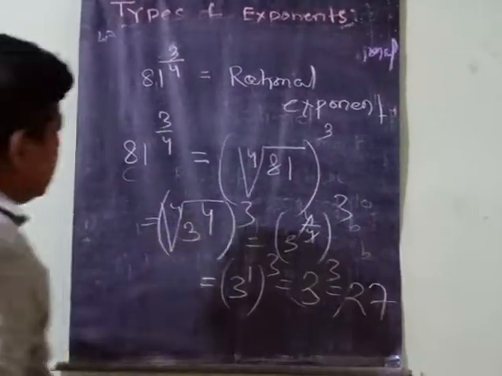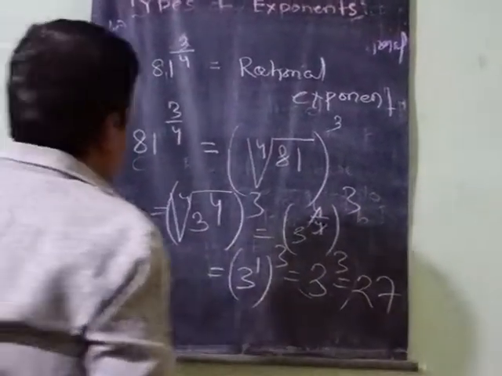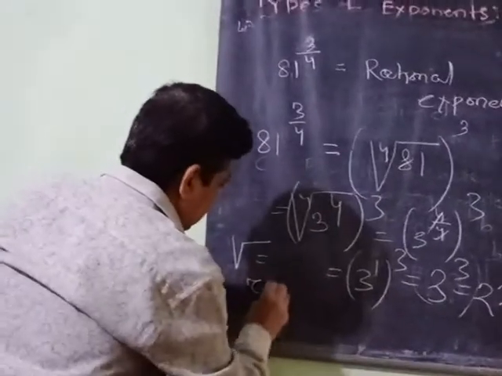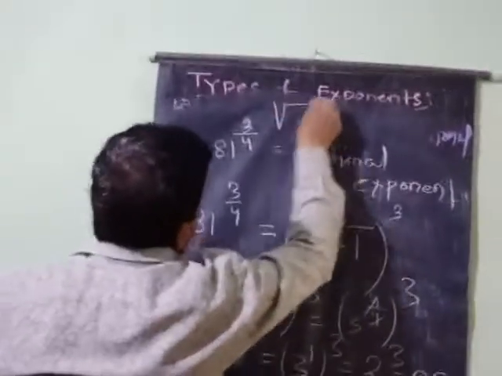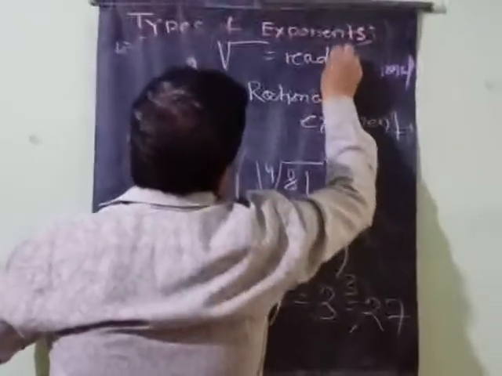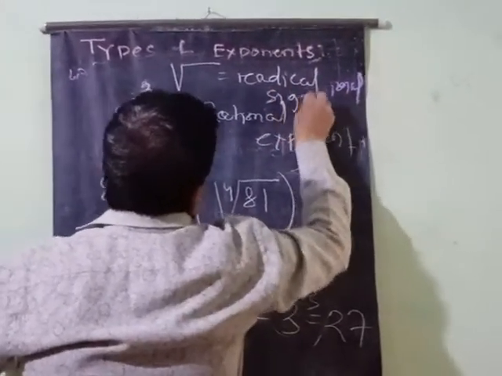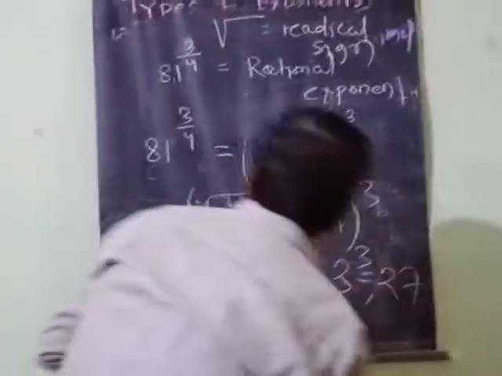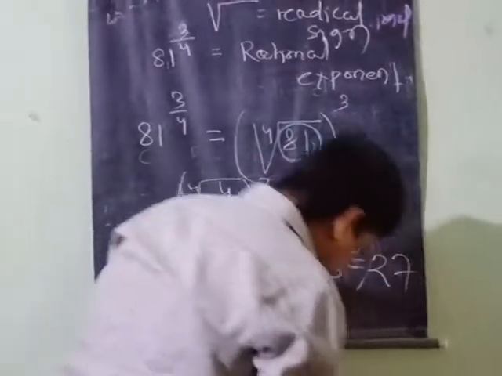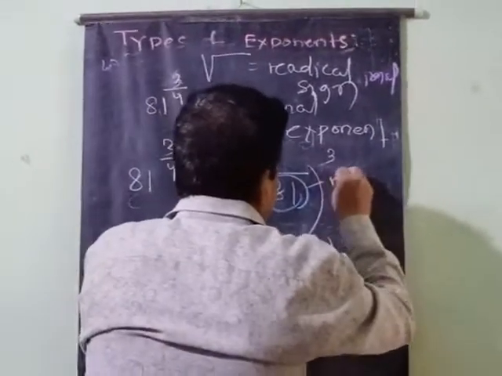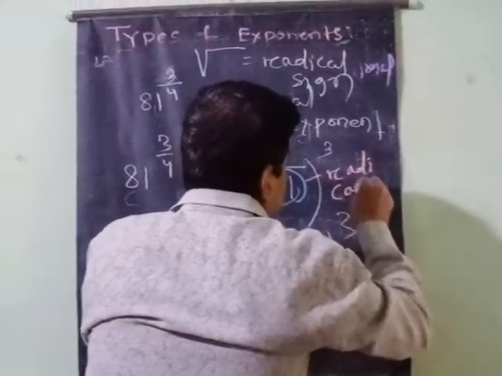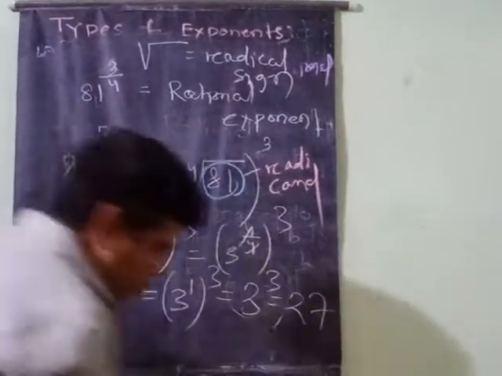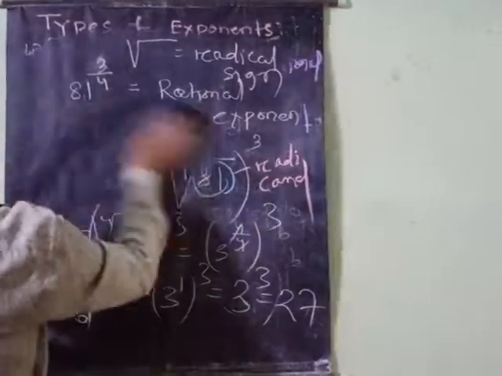Is it clear? Understand? This sign is known as a radical sign. And this, 81, is known as the radicand. And 3 is the power, and 4 is the order of the root. Okay? Let us see another example.